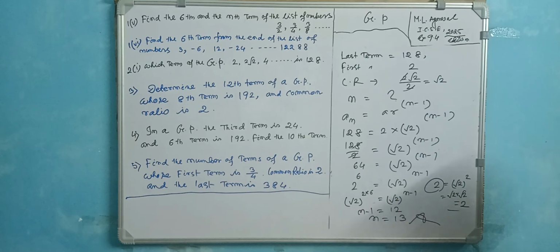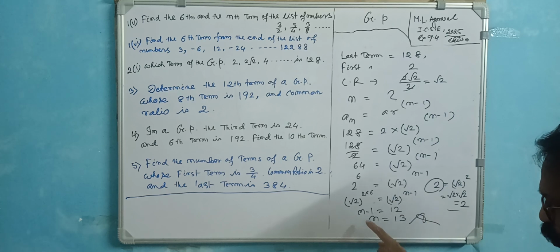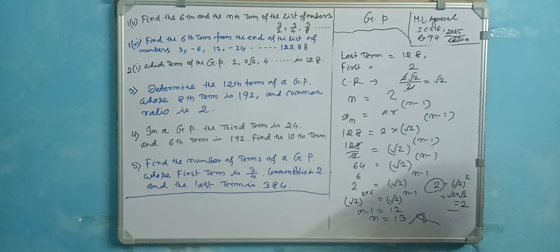Now these are the exponents. Root 2 to the power 12. So root 2 to the power n minus 1, so n minus 1 is equal to 12. So n is equal to 13. Clear? In this way you solve it.